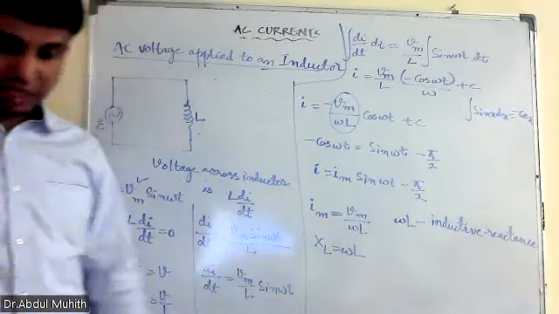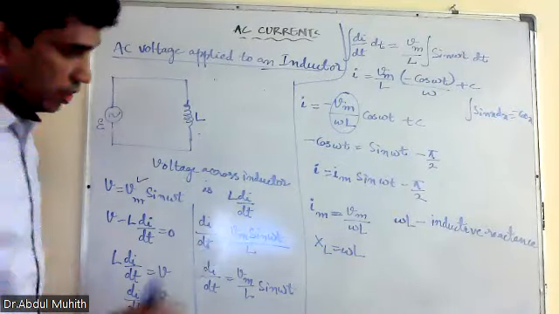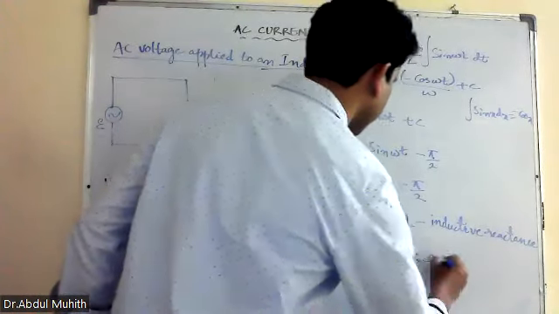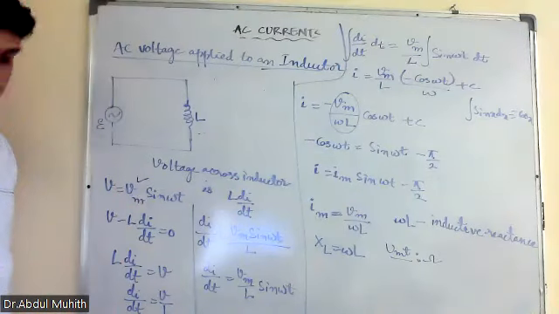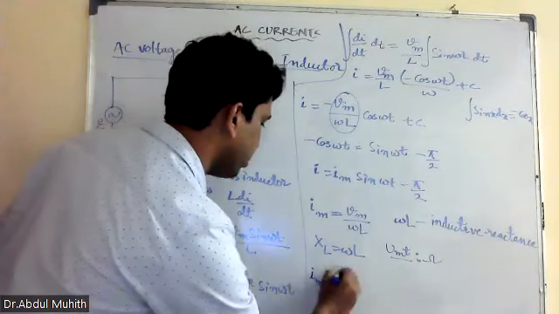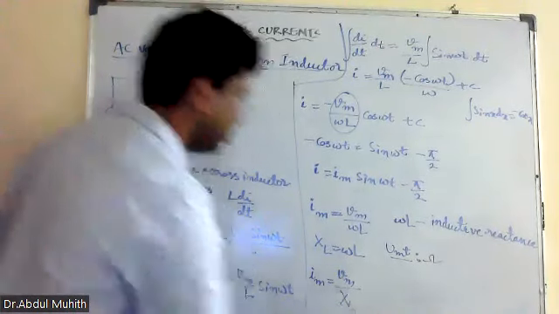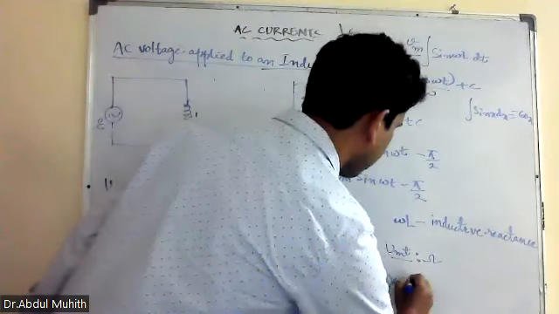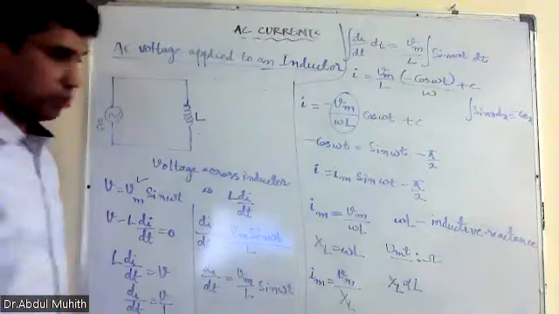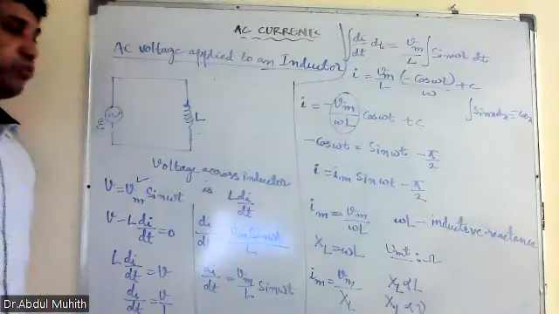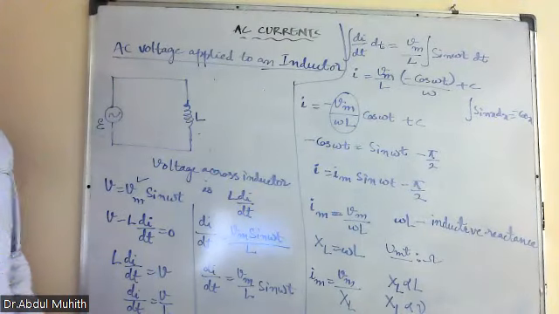Omega L is written as XL. But XL is measured in what? The unit of XL is ohms. Okay. So XL is equal to omega L. So Im is equal to Vm by XL. XL is directly proportional to L, and it is also proportional to frequency. Inductive reactance is directly proportional to the inductor value and also to the frequency.